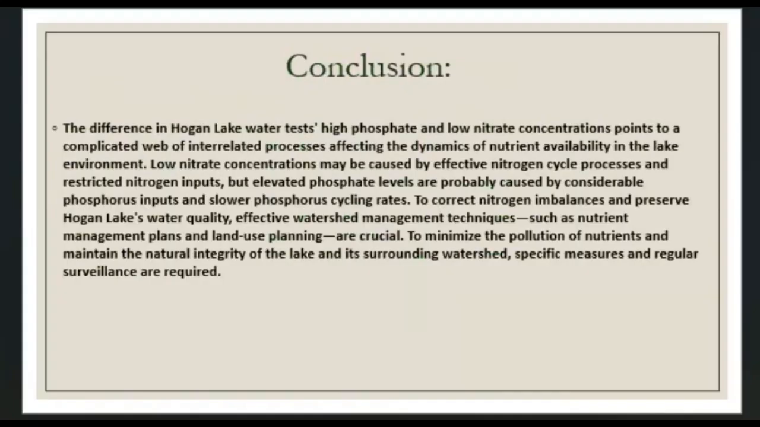In conclusion, the difference in Hogan water tests, high phosphate and low nitrate concentrations, points to a complicated web of interrelated processes affecting the dynamics of nutrient availability in the lake's environment. Low nitrate concentrations may be caused by effective nitrogen cycle processes and restricted nitrogen inputs, but elevated phosphate levels are probably caused by considerable phosphorus inputs and slower phosphorus cycling rates. To correct nutrient imbalances and preserve Hogan Lake's water quality, effective watershed management techniques such as nutrient management plans and land use planning are crucial.